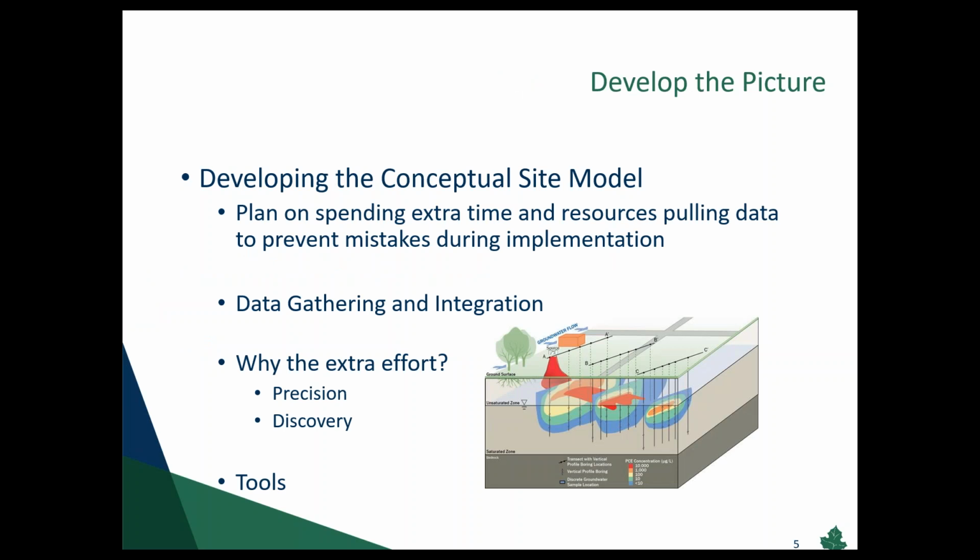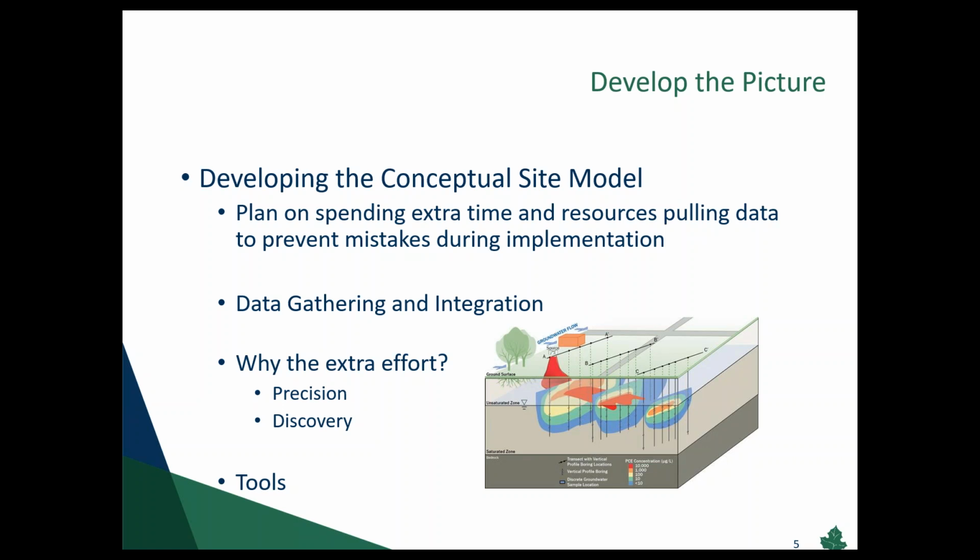Developing your conceptual site model. The second part of the early scoping approach, and figuring out what we're going to do to fix this place, is we've got our boundary conditions, and now we need to know what the site's doing, how it's behaving. So we want to plan on spending a little more time and money than you think you should on the front end, especially for a complex or complicated site, to get really good data to really understand what's moving where and how it looks.